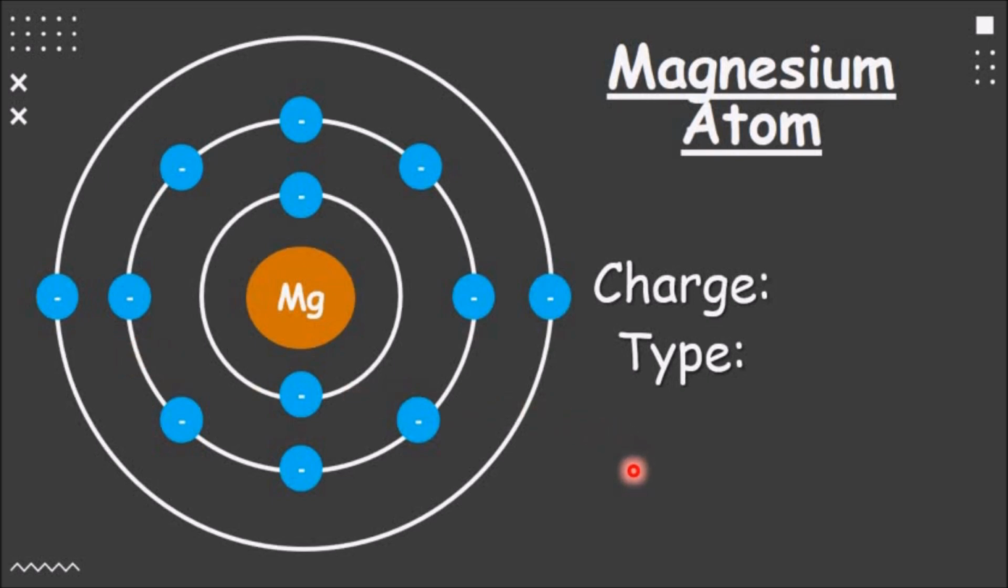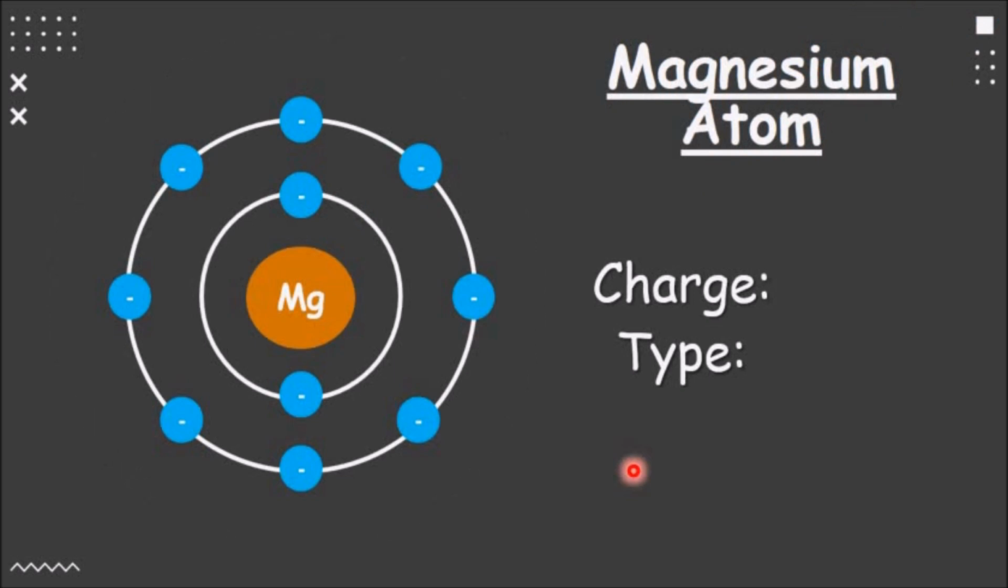So the most viable thing you can do here is to remove the 2 electrons so that it will now have a stable outermost shell. And when we did that, it will have a charge of +2 and it becomes a cation. So is your answer correct? Let's have one more example.